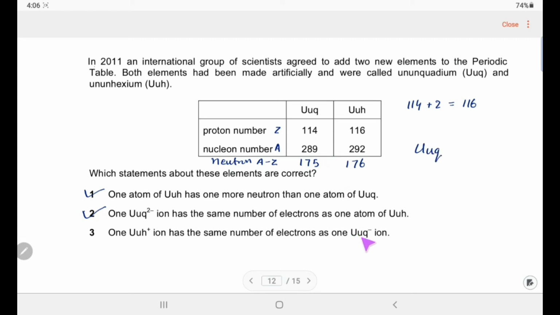Ununquadium, when it gains one electron, the total electrons in it will become 115. It has 114 of its own and one extra gained, so it becomes 115. While in ununhexium plus, ununhexium plus means it lost one electron. So 116 minus 1 becomes 115. So statement 3 is correct too. So all the statements are correct.